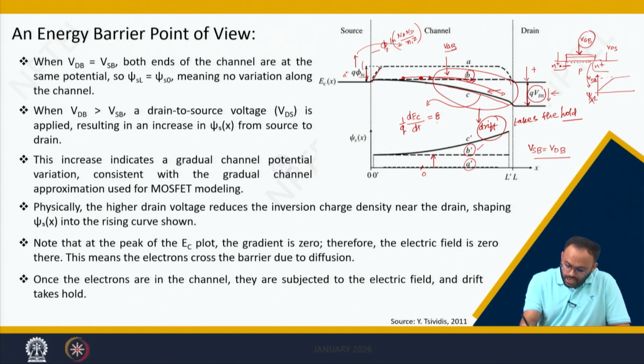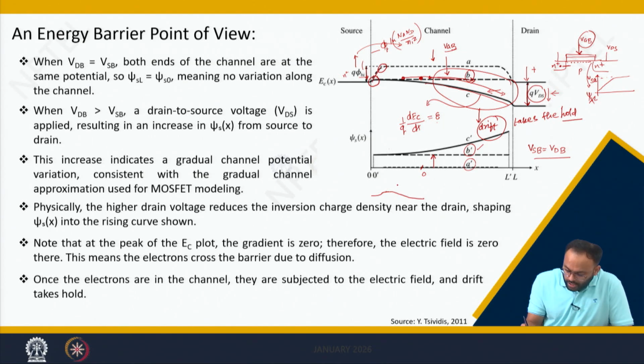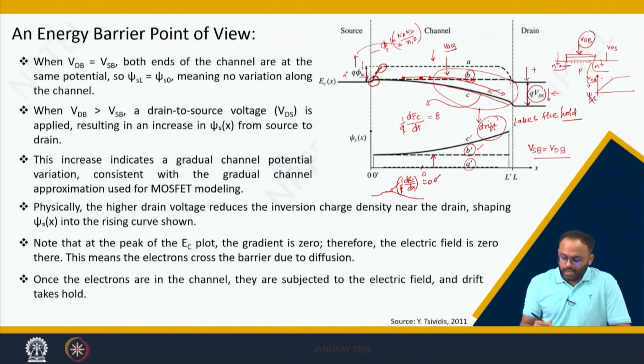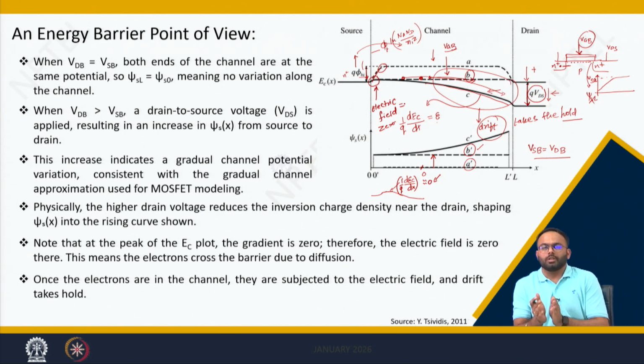Interestingly, if we see carefully about this position, when you apply VGB, the conduction band gets lowered, but the gradient of the conduction band is almost 0. So 1 over q dEc by dx is almost 0. This is not affected, and hence in this region the electric field should be 0. Then how are the carriers moving from source to channel?